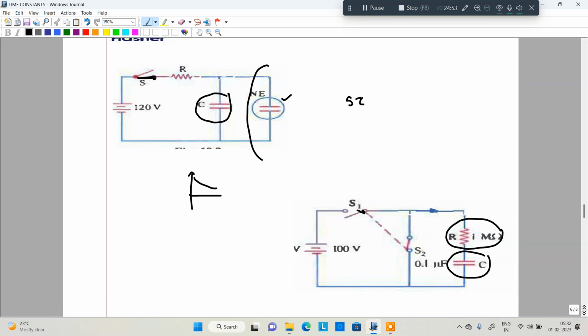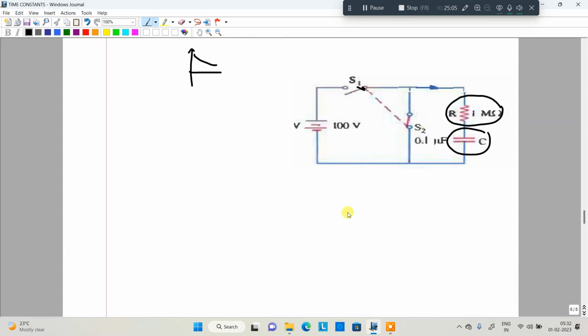Otherwise, a flasher is nothing but a spark that will occur whenever you directly short circuit both the terminals of the capacitor. This is about the flasher. That is enough for the explanation about the flasher.